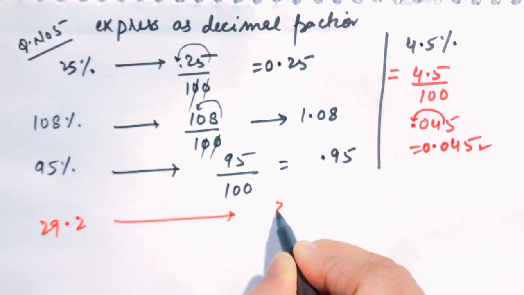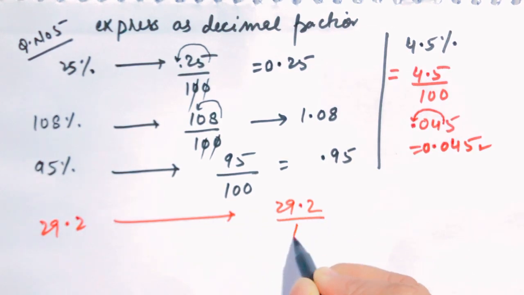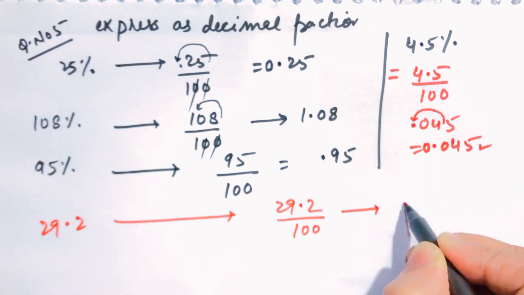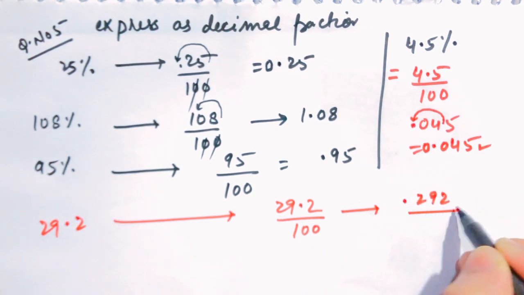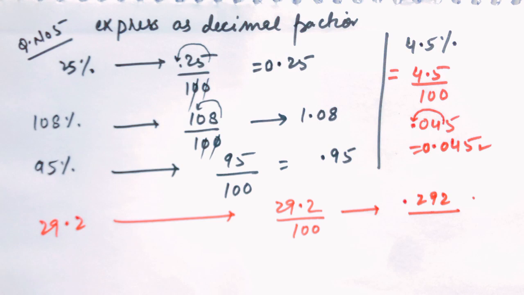Moving on to the next one, let us take 29.2. Why leave this one? 29.2 by 100 will give you how much? 0.292 only. Clear? So I hope this was very clear.